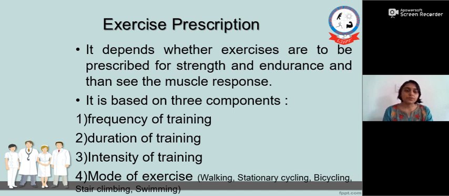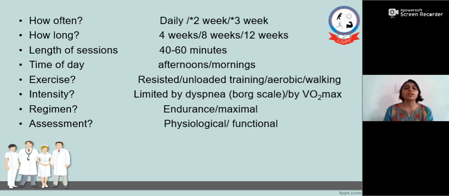It is also known as the FIT principle: frequency, intensity, time, and type of exercise. How often they need to do it, whether daily or twice a week or 3 times a week; how long they need to do it, that is 4 weeks, 8 weeks, or 12 weeks. Length of session should be 40 to 60 minutes. Time of day, like whether they should exercise in the afternoon or morning. If a person has more symptoms in the morning, then he should do exercises in the afternoon.